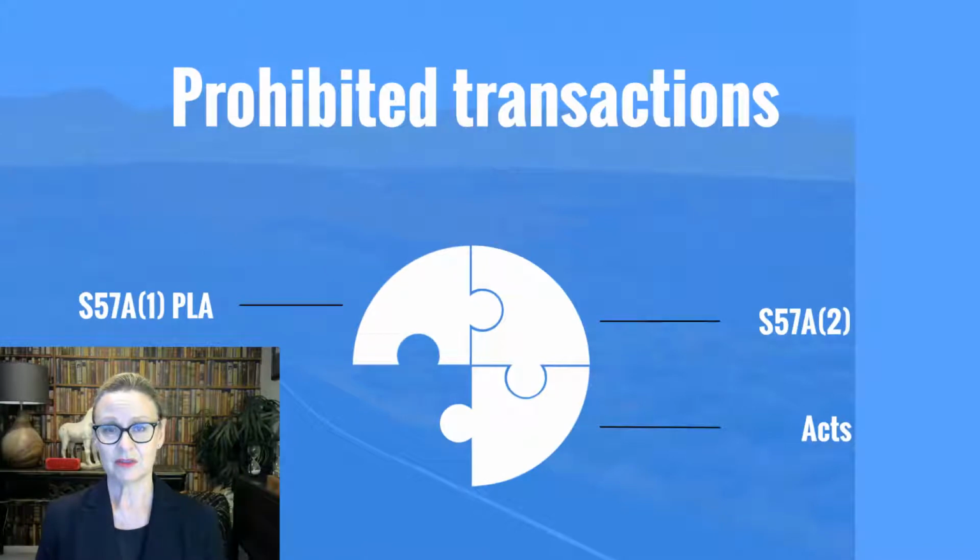There are 3 topics that we really need to get across for this issue. The first one is section 57A1 of the Property Law Act. The second is 57A2. And the last one is transactions that are prohibited by acts.